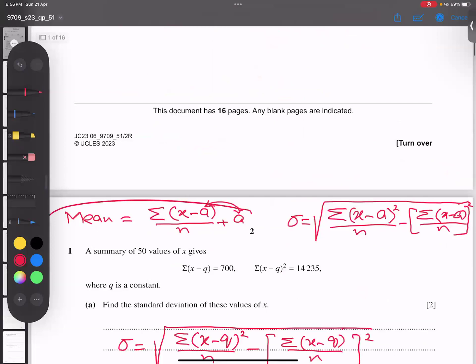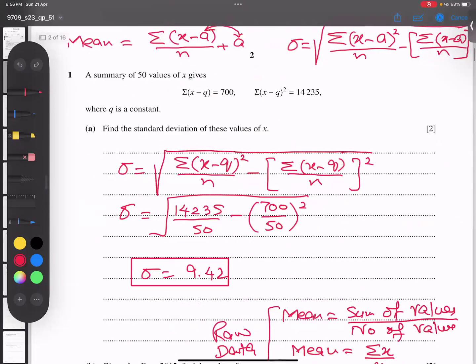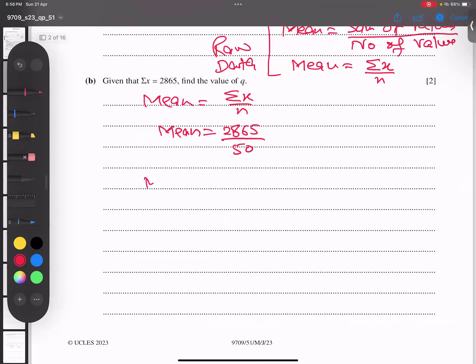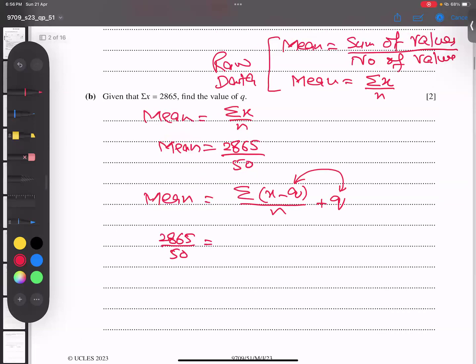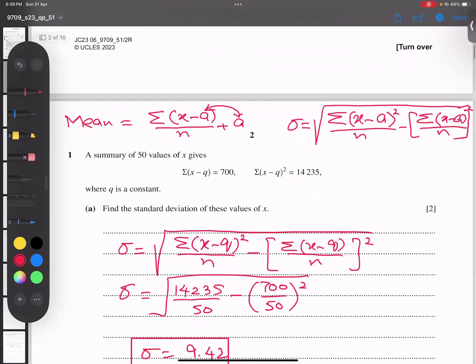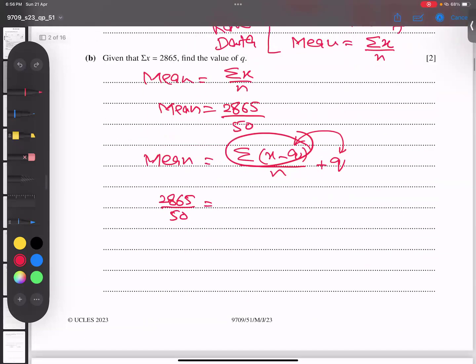I think I can use even the same formula. Now I talk about the same mean formula with x minus q. Now this time it will work. So now I am using the coding method: (sigma x minus q) divided by n, plus q. And I told you these numbers are always the same. This value is coming here because the sample data is the same, only we are finding the mean in a different way. And this value is 700 and n is 50. And q we can find simply.